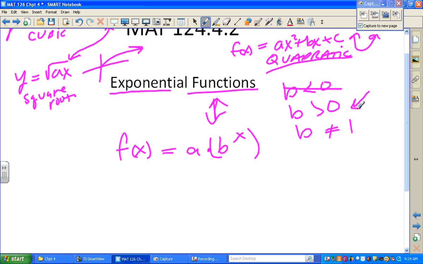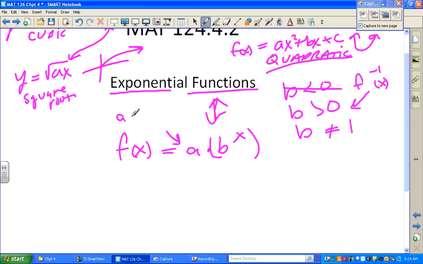B has to be greater than 0 to ensure that there's an inverse. If you let B be anything, you wouldn't have an inverse of the exponential function. We need an inverse to solve exponential equations. So that's why B has to be a positive number. A can be anything it likes. A can be any number you want.